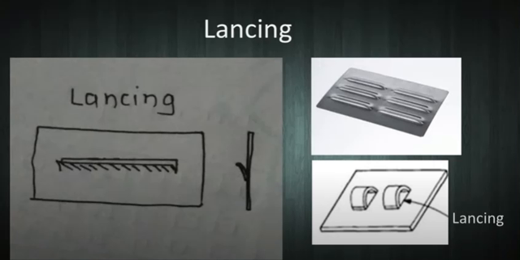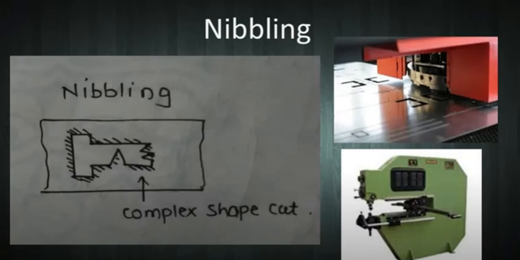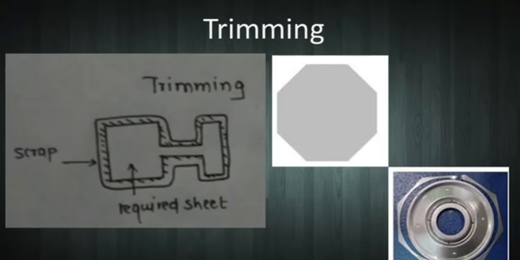The next operation is lancing. In this operation, a cut of small length is produced in the sheet metal and it is bent for the opening of the sheet. The next operation is nibbling. In this operation, complex shapes can be cut from the sheet metal as shown in the figure. On the right hand side, a nibbling machine is shown.